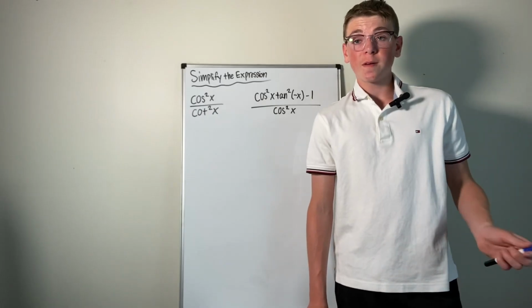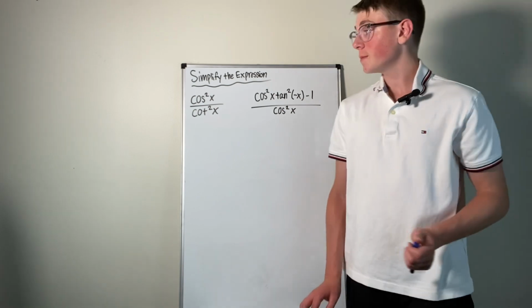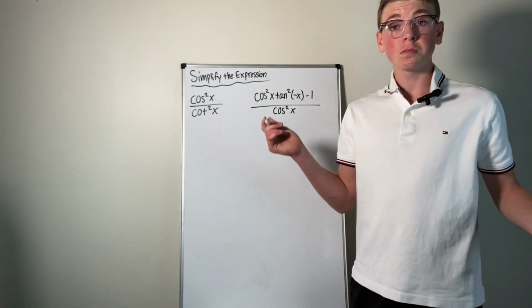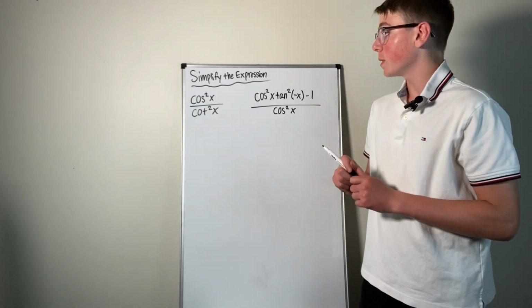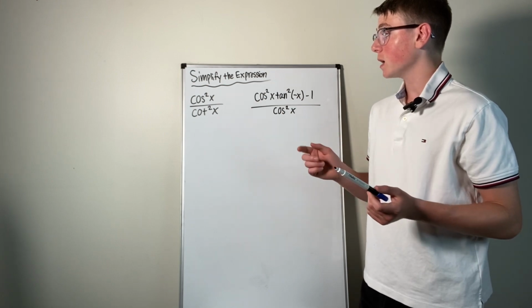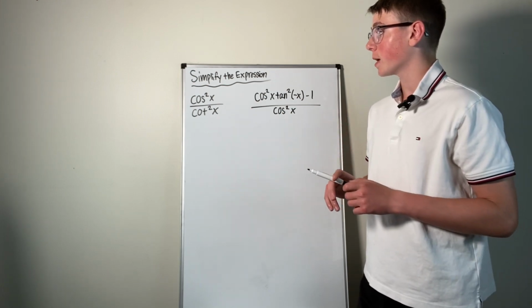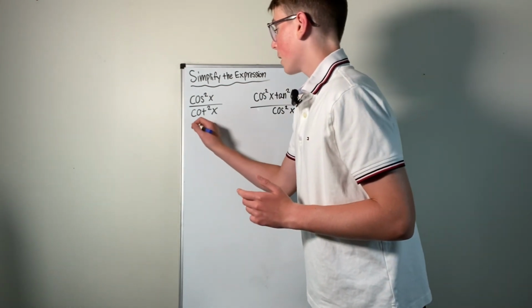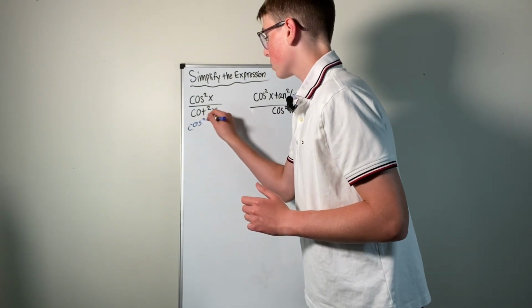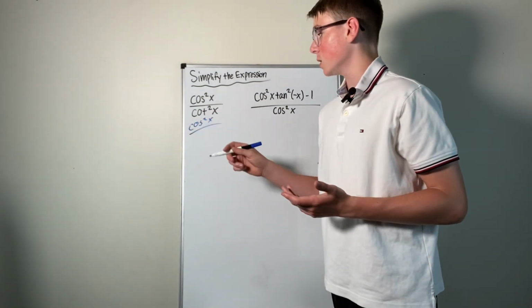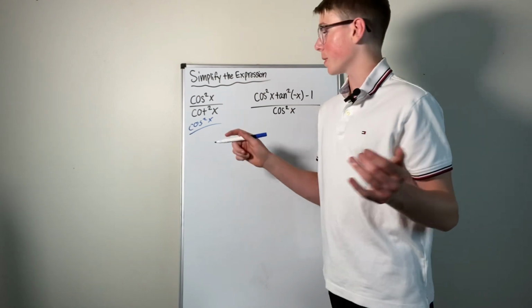Now, for simplifying the trigonometric expression, we are just going to start. So we have cosine squared x divided by cotangent squared x. So that'll just be cosine squared x. I'm going to simplify this cotangent squared. Well, let's say what it really is.